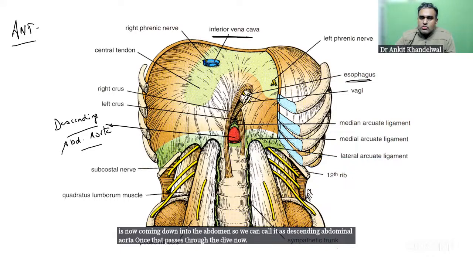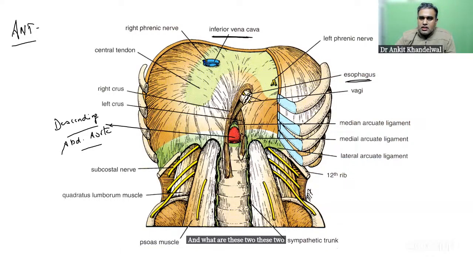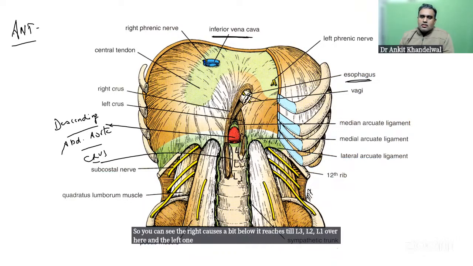And what are these two? These two structures over here, if you can see, these two are what? These two are the crus of diaphragm. So you can see the right crus is a bit lower, it reaches till L3, L2, L1, and the left one passes somewhere between L1 and L2.